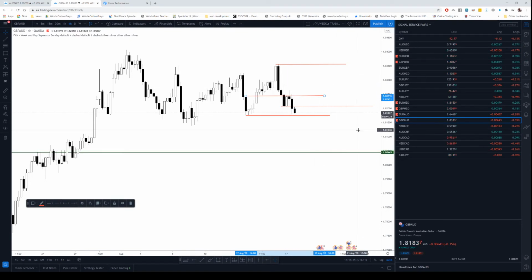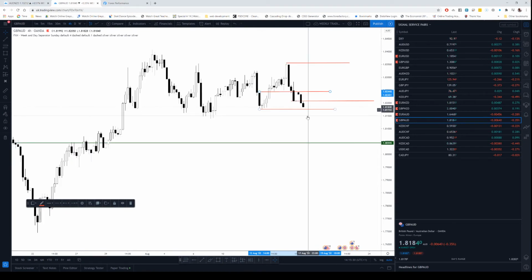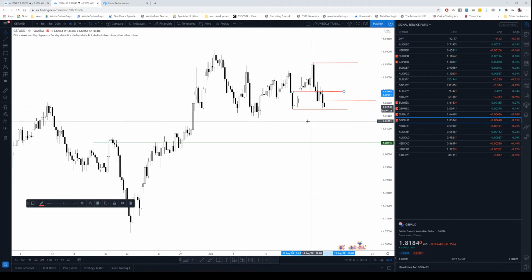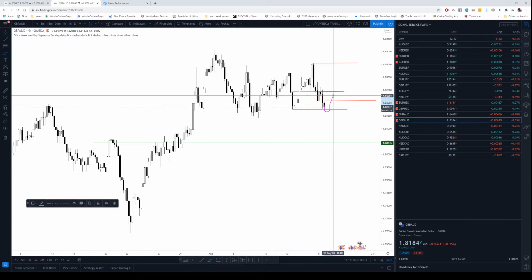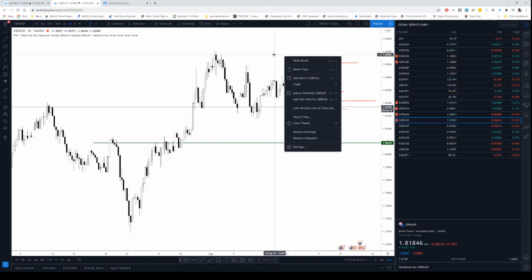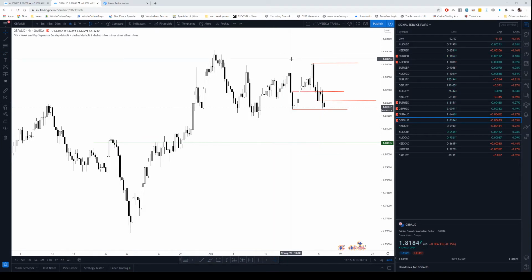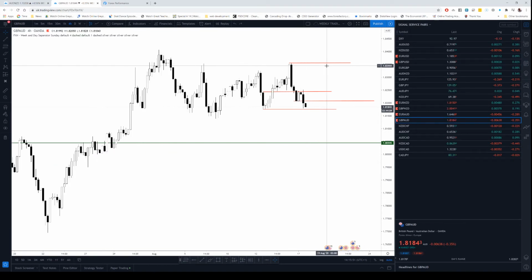Whatever happens, I'll just have to be patient and see what I need to see before I take any action on this. They might just run this low and then quickly reject and come back up again. You never know. Today is Monday, it's just the early day of the week, so let's see how price will behave going into tomorrow.